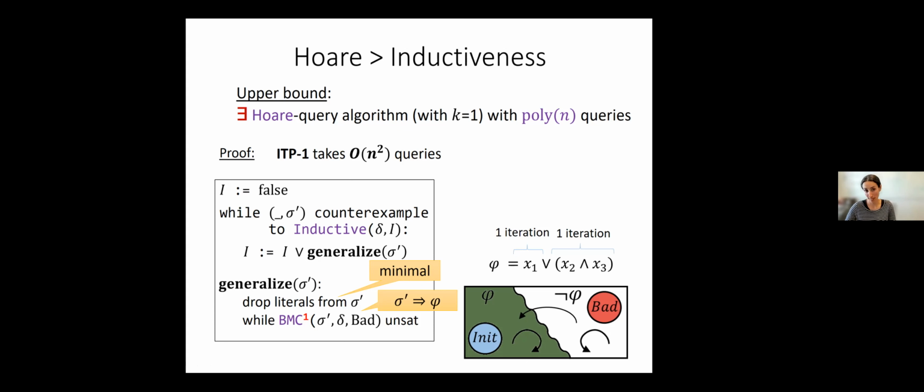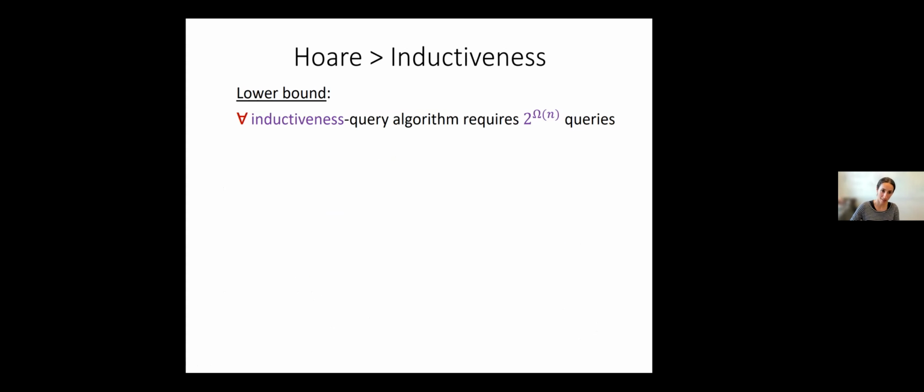Okay, so this explains the upper bound. And just note that in this algorithm, we really did use a query that at least doesn't look like inductiveness. Okay, so we utilize the fact that we are in the whole query model. This was the upper bound. Now to complete the gap, let's look at the lower bound.